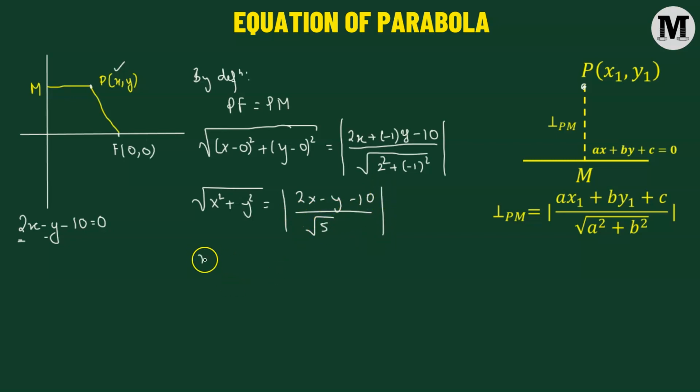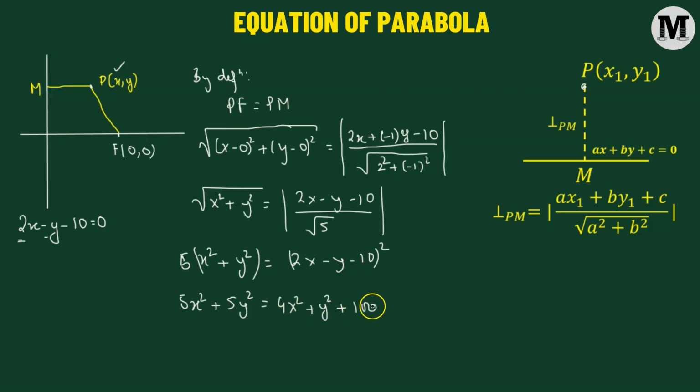We're going to square both sides. Squaring gives us x squared plus y squared equals (2x minus y minus 10) whole squared divided by the square root of 5 whole squared. What we're going to do is cross multiply with the expression on the left hand side. That's going to give us 5x squared plus 5y squared equals, expanding (2x minus y minus 10) whole squared, 4x squared plus y squared plus 100, and we have negative 4xy plus 20y minus 40x.